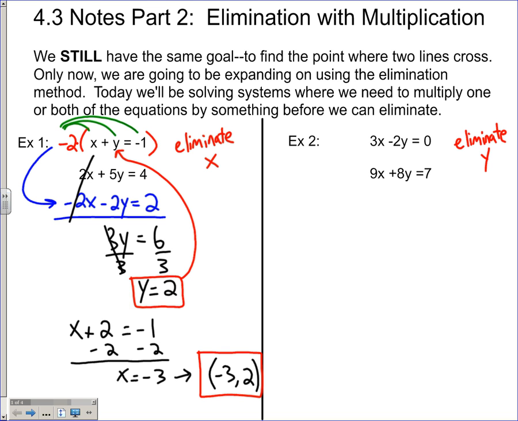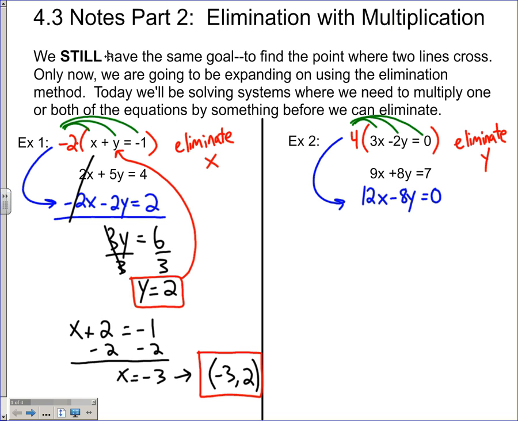So if I have a positive 8y in my second equation, I want to create a -8y in my first equation. So I'm going to multiply that first equation by 4. And again, we need that 4 to distribute to all 3 of our terms. And we can bring equation 1 down here. 4 times 3x would be 12x. 4 times -2y is -8y. And 4 times 0 is still 0.